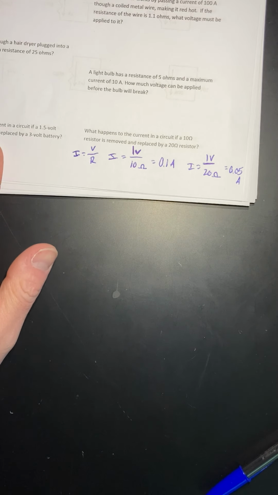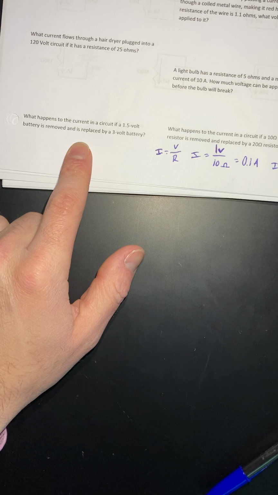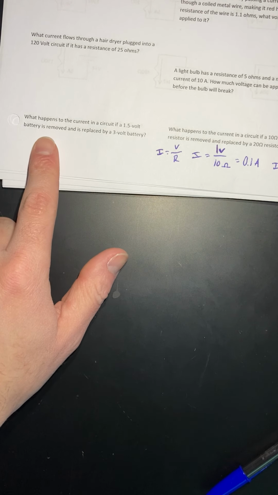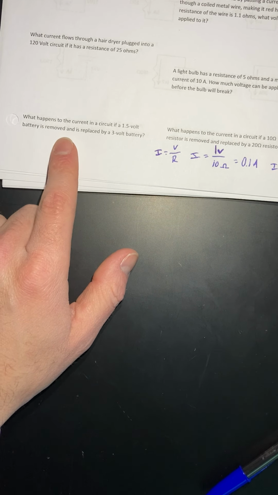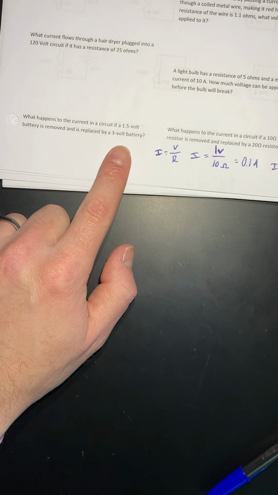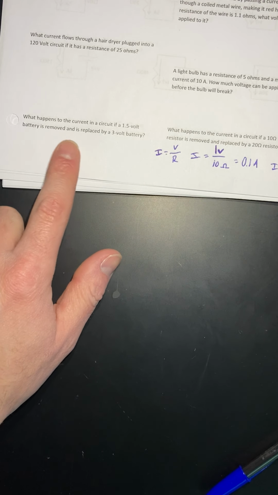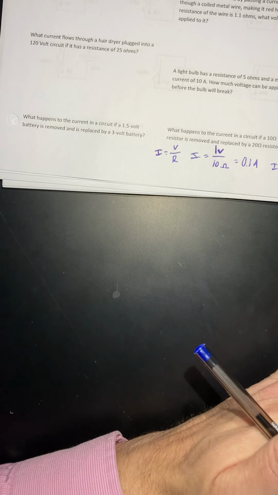Now, I will say the other one on the bottom is very similar. This one's asking what happens to the current in a circuit if a 1.5 volt battery is removed and replaced by a 3 volt battery. So I would do that the same way. You're still solving for the current, but you are given the voltage rather than the resistance. So I would do the same thing and just see what happens to your current when you do that.